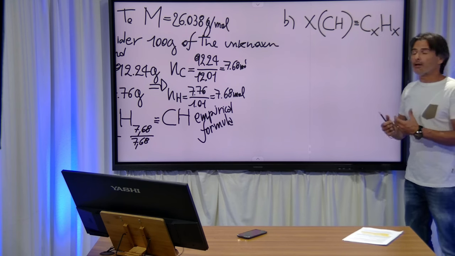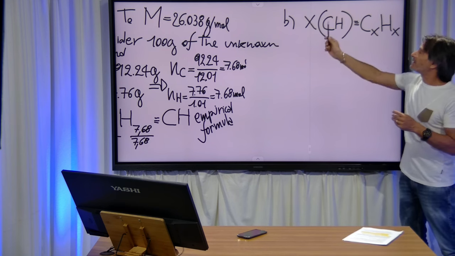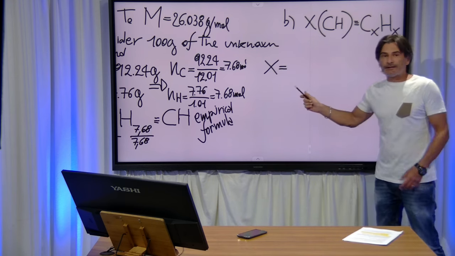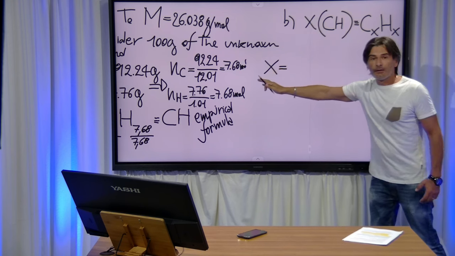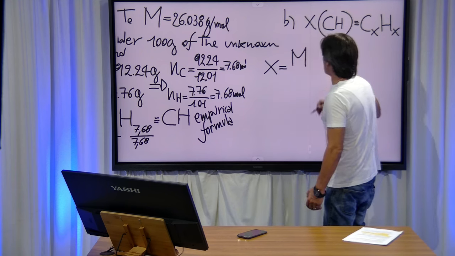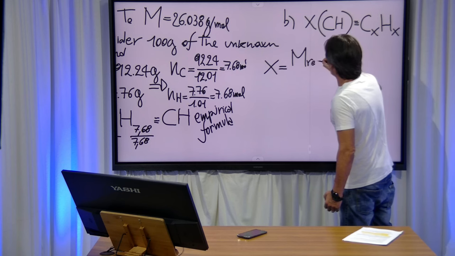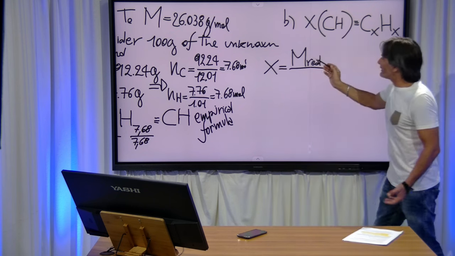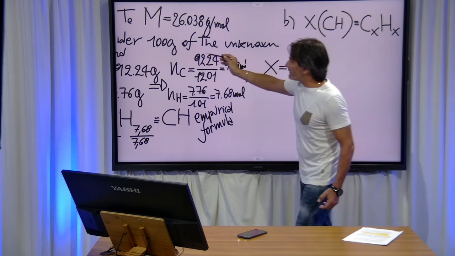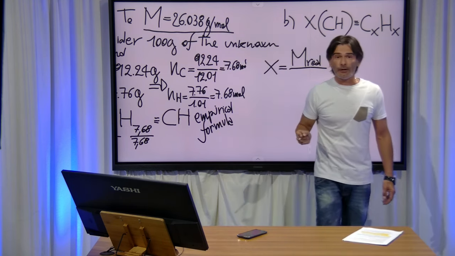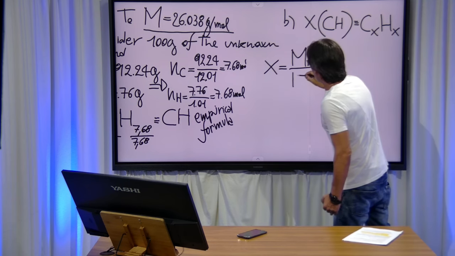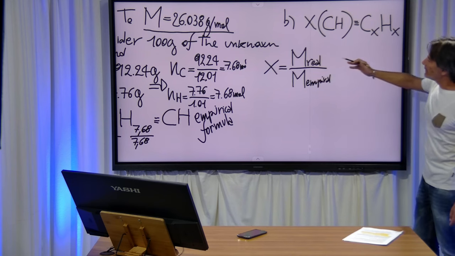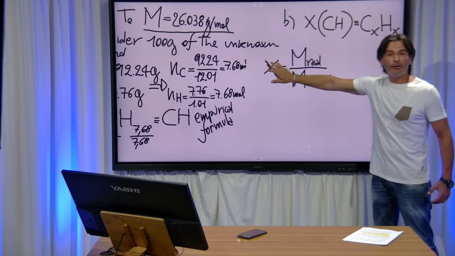How can we calculate this unknown number in a very simple way? It's easy to demonstrate that x is equal to the ratio between the molar mass of the compound measured in the laboratory, so the molar mass that I usually call real, given by the text of the exercise, divided by the molar mass of the empirical formula. This ratio gives us the value of the x I'm searching for.